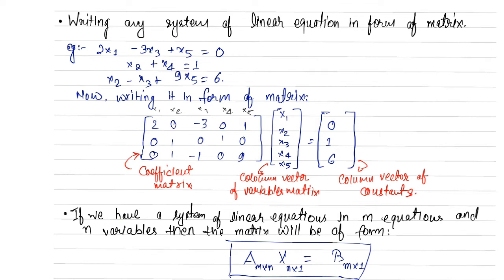If we have a system of linear equations in which there are m equations and n variables, then how can you write the system in matrix form? In that case we have a coefficient matrix of order m cross n, a variable matrix, that is a column matrix of order n cross 1, and a constant matrix, that is a column matrix of order m cross 1.